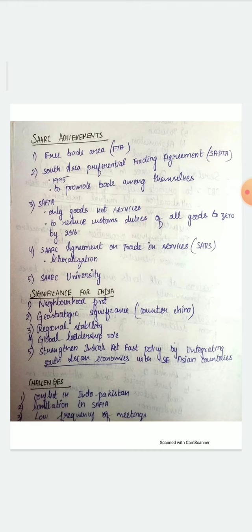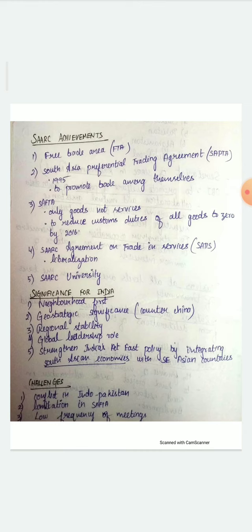A free trade agreement itself means that there will be no customs duty on trade in goods or services, but in this case only goods, for the countries which have signed this free trade agreement, here only the SAARC nations. By signing this agreement, they aimed at reducing the customs duty to zero by 2016.